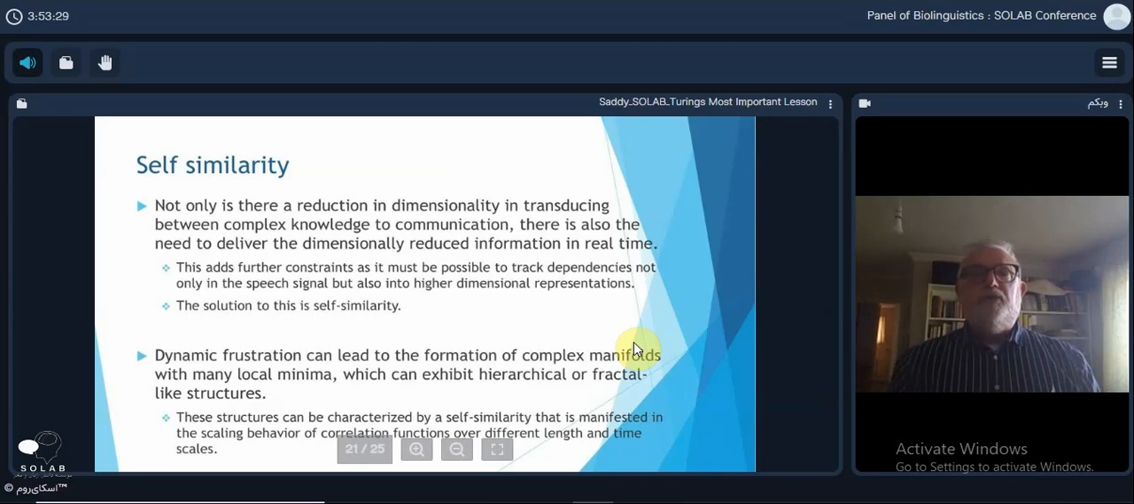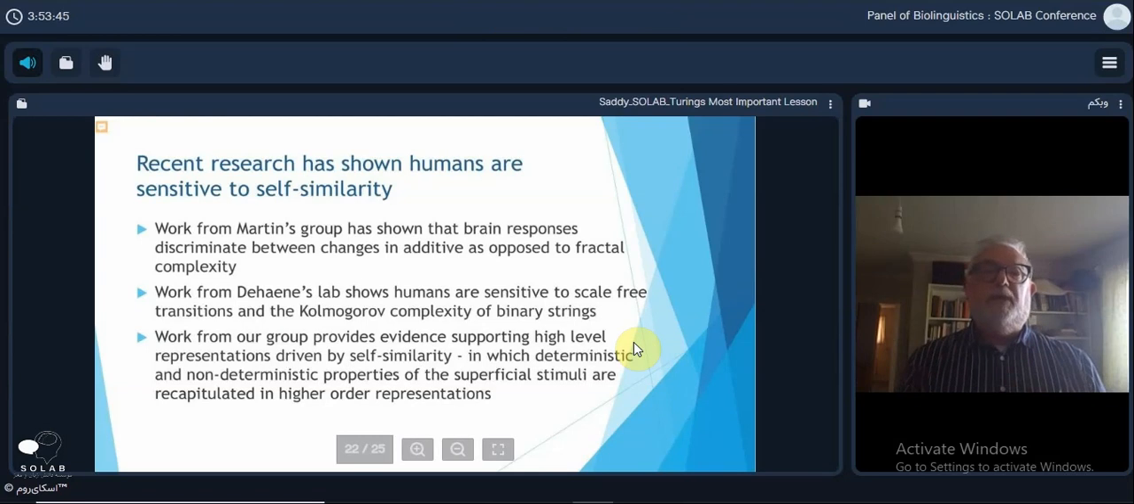Interestingly, recent research has shown that humans are sensitive to self-similarity. There's work from a guy named Martin. So in Martin's group, he's shown that their brain responses actually discriminate between changes in additive as opposed to fractal complexities. So you can show people pictures that change, and if they change in an additive way, that is, you just add more components to it, we notice that, right?